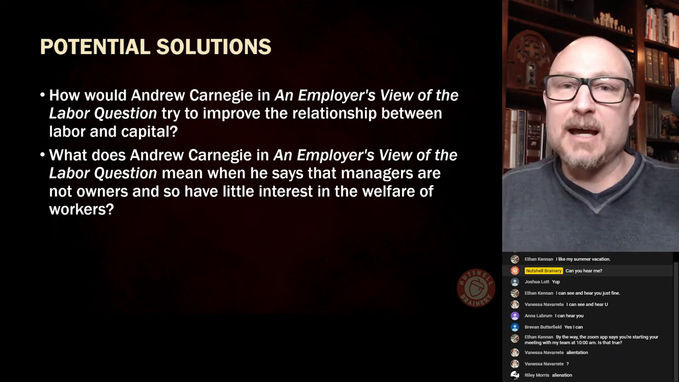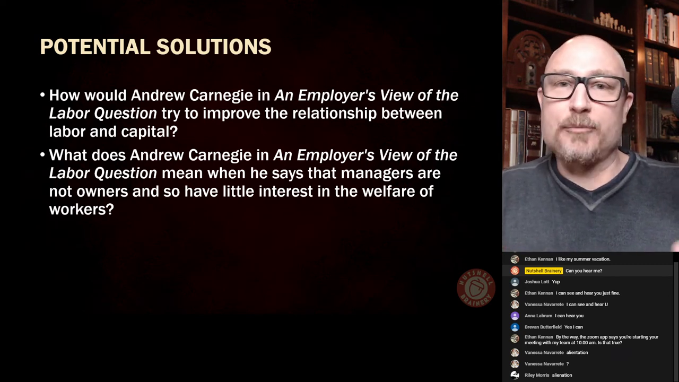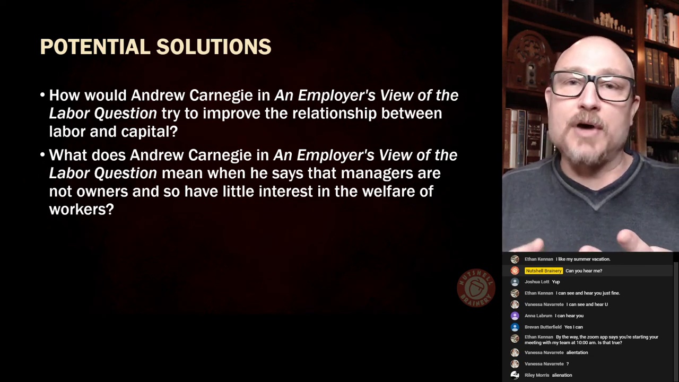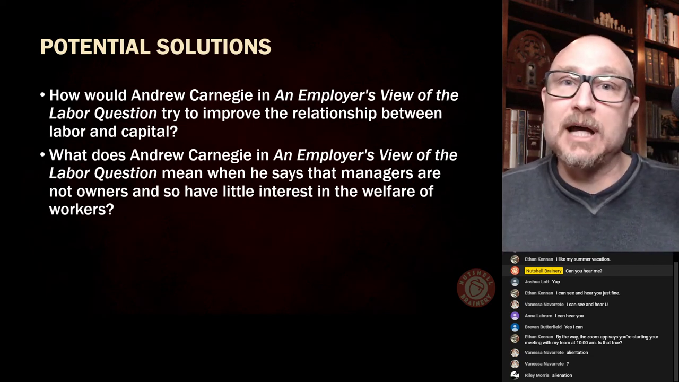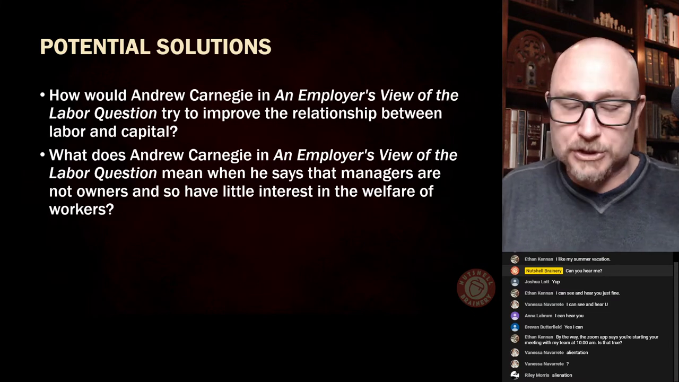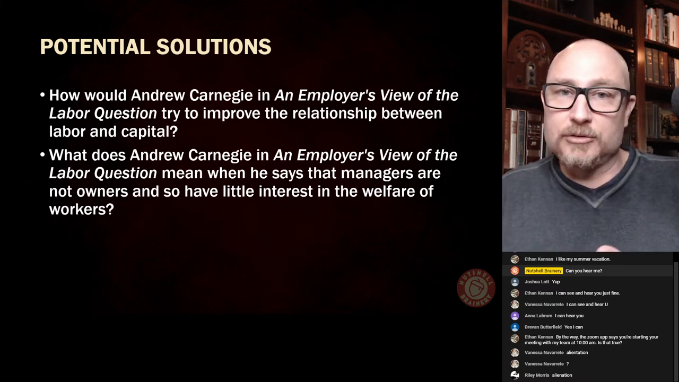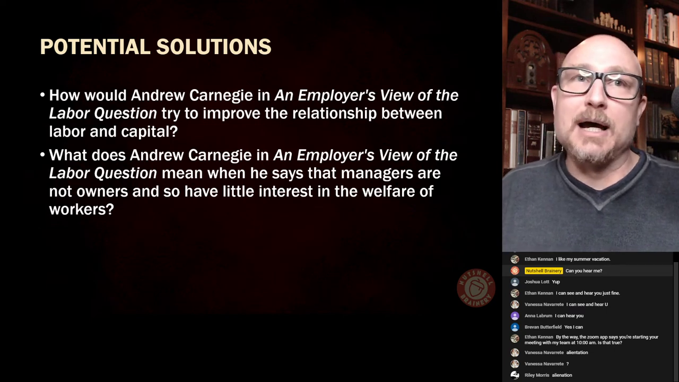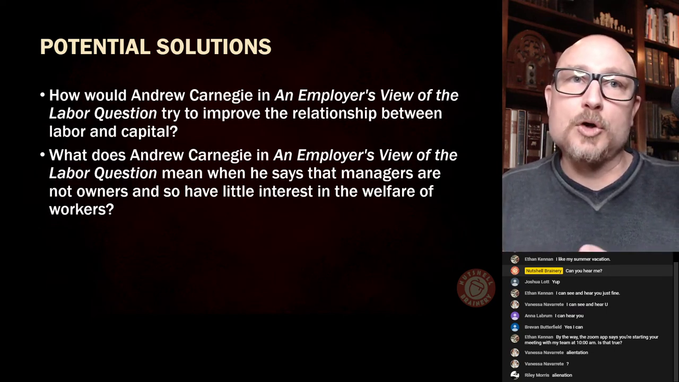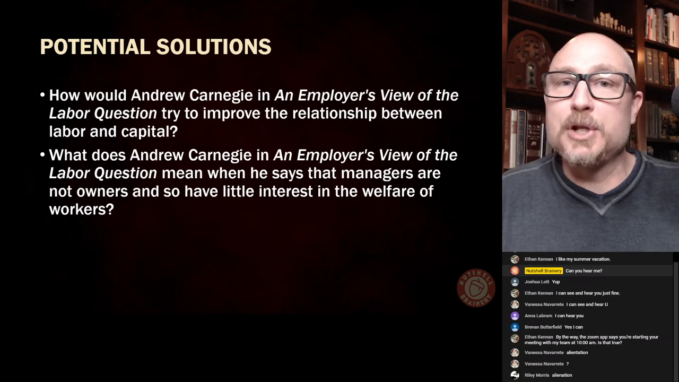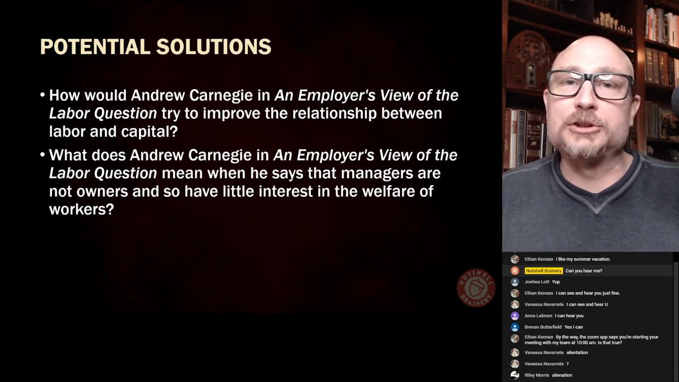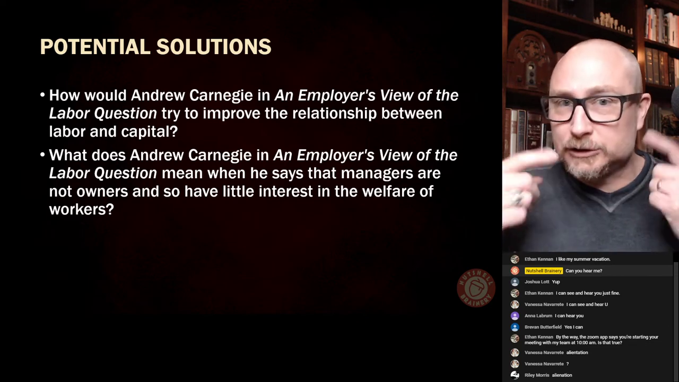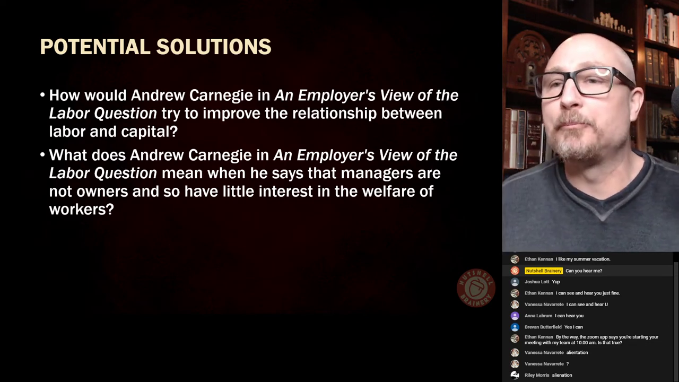You need to have pay that scales with profit. You need to have really good managers, not just people off the street that are connected to you through DNA. You need to have good negotiations and open communication and no stoppage of work and all that sort of stuff. Take a look at those four things. Just make a quick note of them.